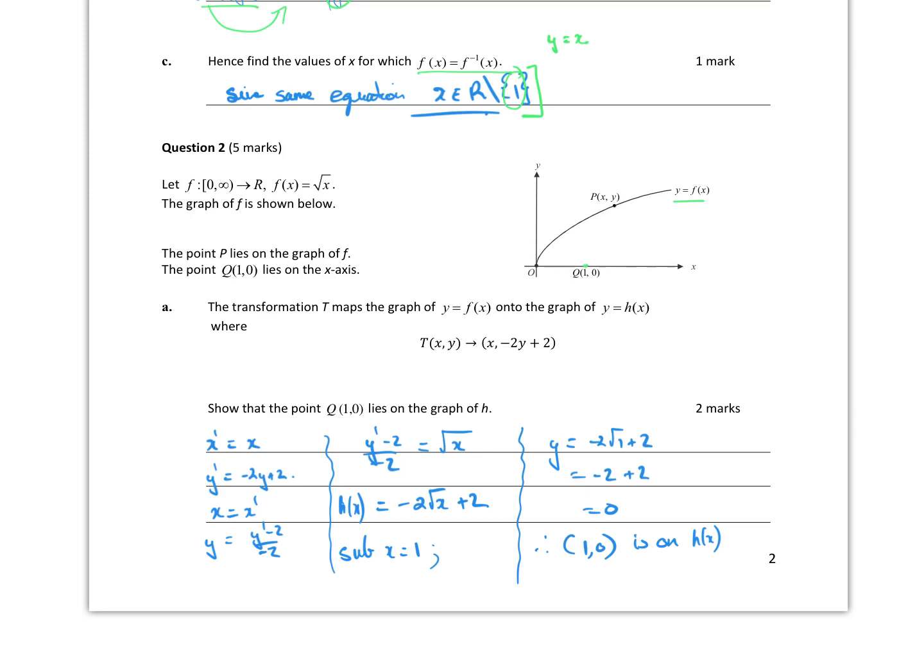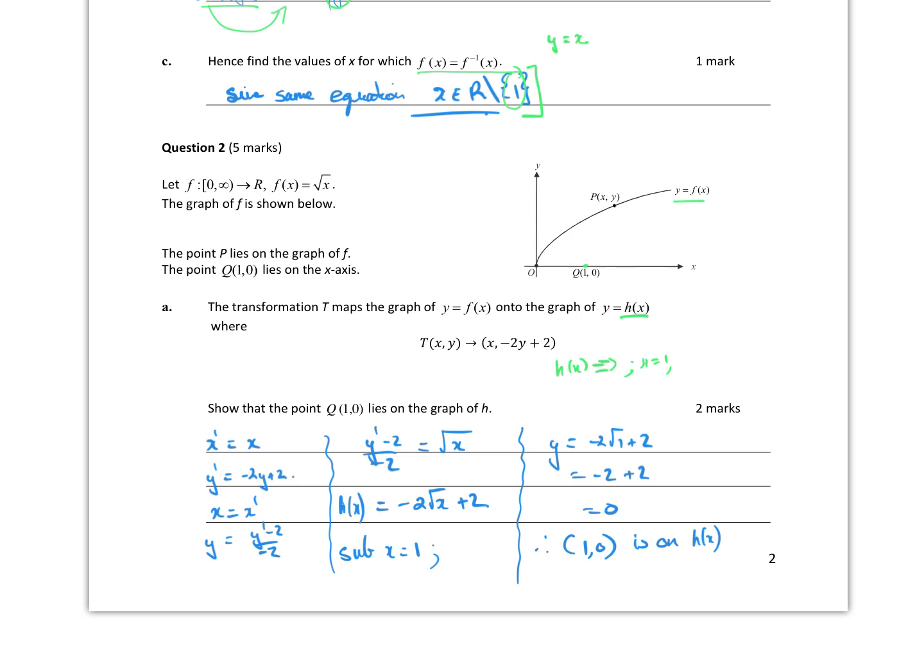The transformation T maps a graph and it becomes a function h of x. So h of x is my new function. Show that the point (1, 0) lies on the graph of h. So what we're really looking to do is get a rule that says h of x is equal to, substitute in x equal to 1, and hopefully get y equal to 0.